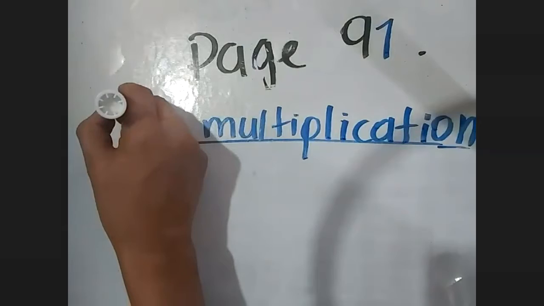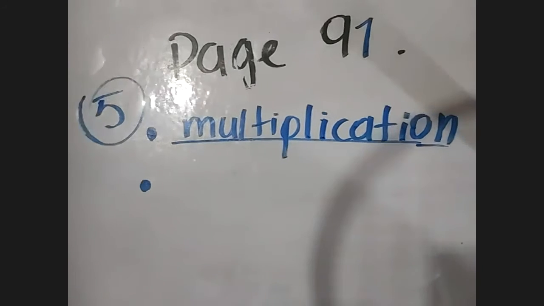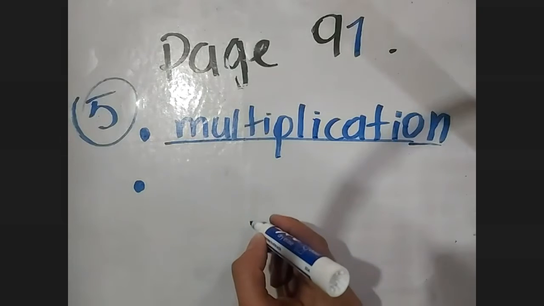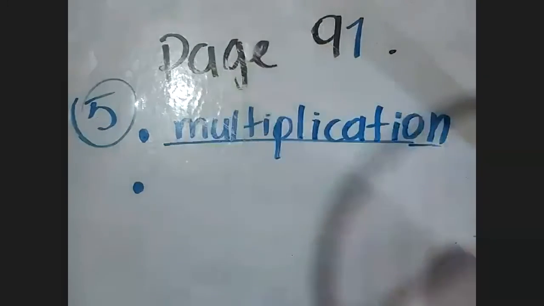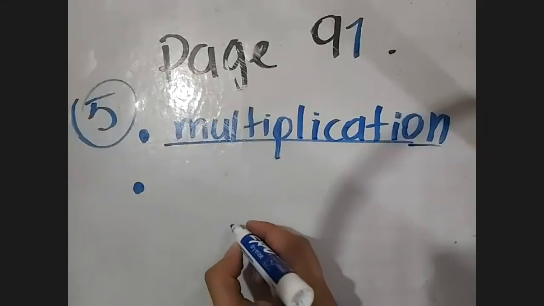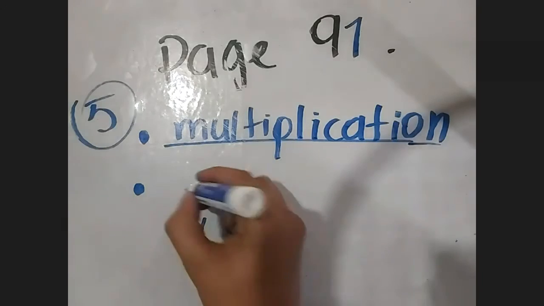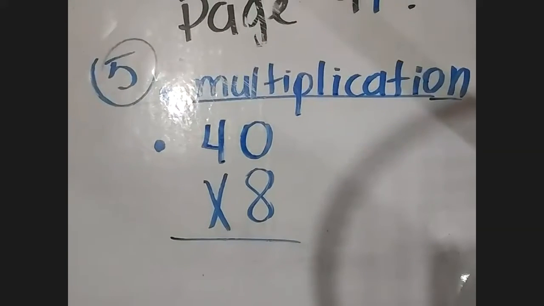What numbers are we gonna multiply? This is number 5. Well, we're gonna multiply how many boxes there are. Who remembers? How many boxes are there? 8 boxes. And how many discs are in each box? 40, right? There are 40 discs in each box.